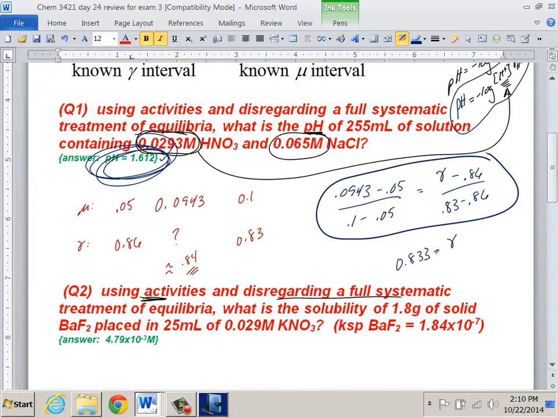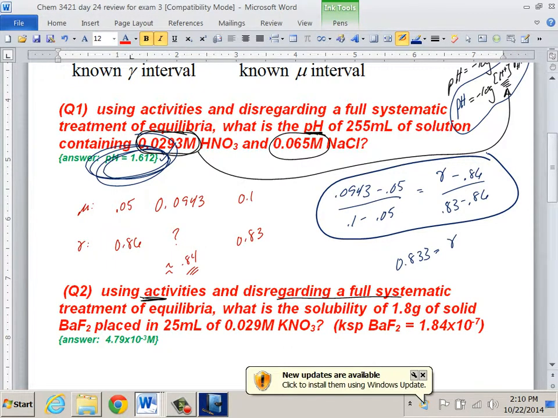All right. Let's first agree with this. What I did, I took the 0.05 minus 0.0943. Oh, I do too, don't I? Because look, I did 0.0943 minus 0.05. You just have to be consistent. So I took 0.0943 minus 0.05. So on the other side, I have to take gamma minus 0.86 to be consistent. Then on the bottom, I have 0.1 minus 0.05. So on the other side, I have to have 0.83 minus 0.86. Oh, okay, I see. You got to be consistent. It doesn't matter how you do it, just be consistent.